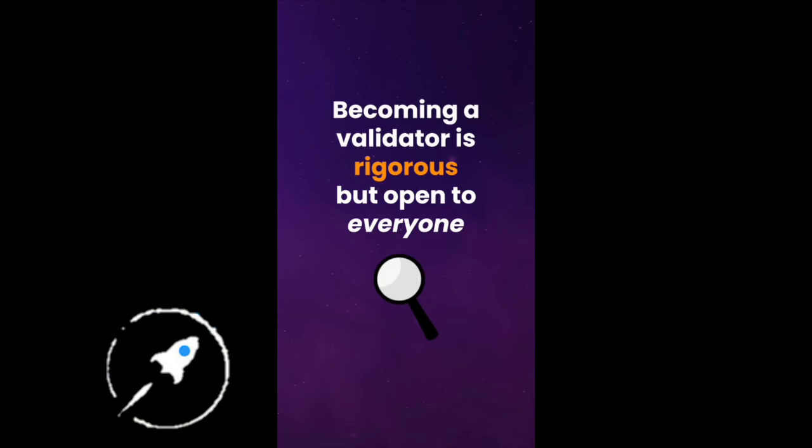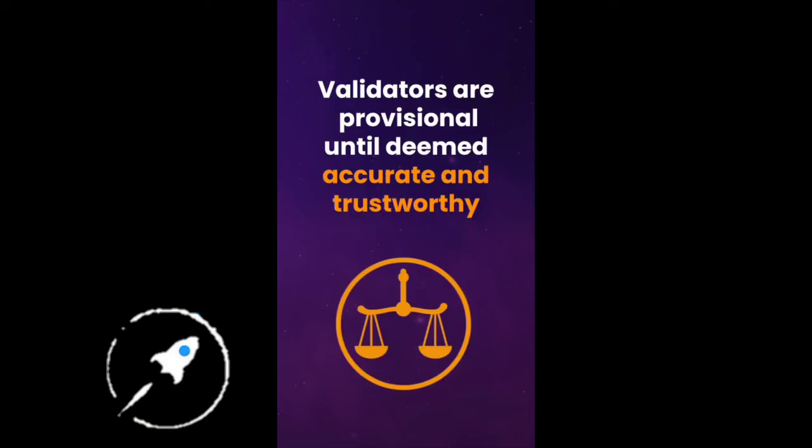Anyone can apply to become a validator as long as they have passed KYC themselves, but the process to get approved is quite rigorous and looks at many different factors. Moreover, even when a pioneer is admitted to the program, they are initially only provisional members, and they can only continue reviewing applications after they prove that their work is accurate and trustworthy.